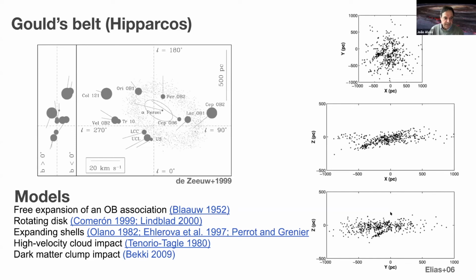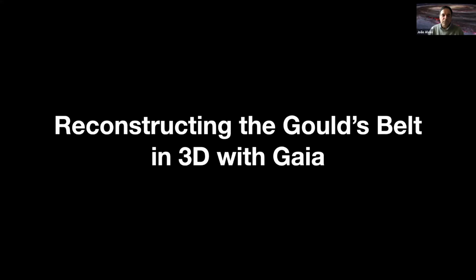Several models, from 1952 already until now. No time to go through them, but none of them completely satisfactory. What we wanted to do then is, well, why don't we just measure it, using 3D dust mapping to figure out what exactly Gould's belt is.